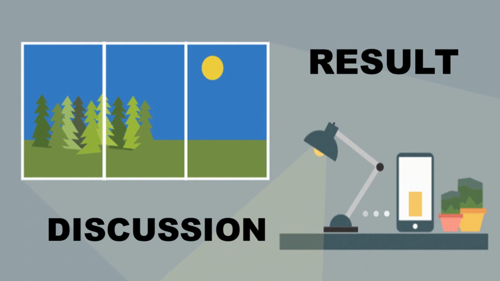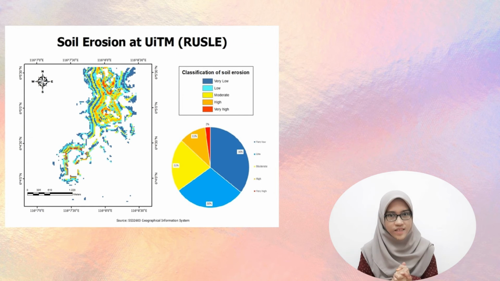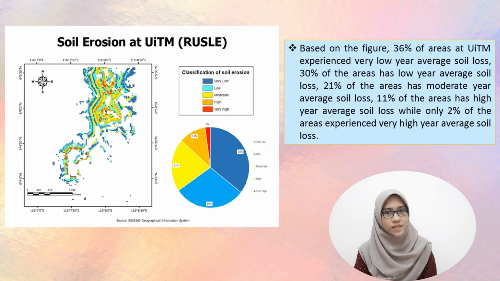Next, we will be presenting our results and discussion. After conducting a raster model using ArcGIS, the figures show 66% of the areas at UITM experience very low average soil loss. 21% of the areas have moderate yearly average soil loss, and 11% of the areas have high yearly average soil loss, while only 2% of the areas experience very high average soil loss.